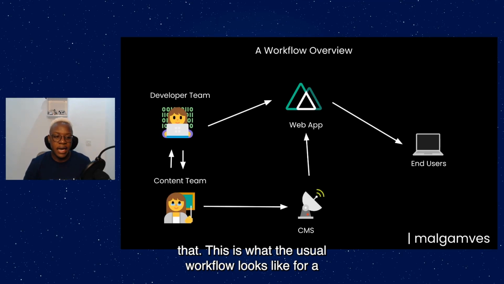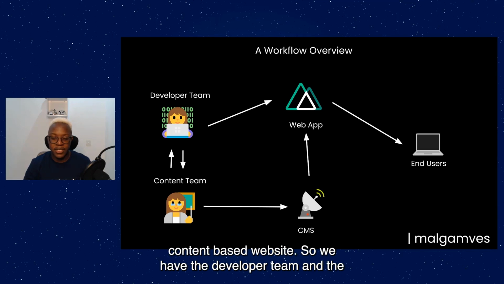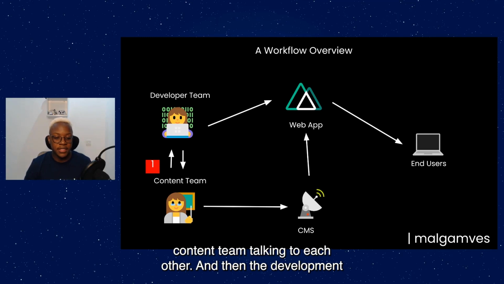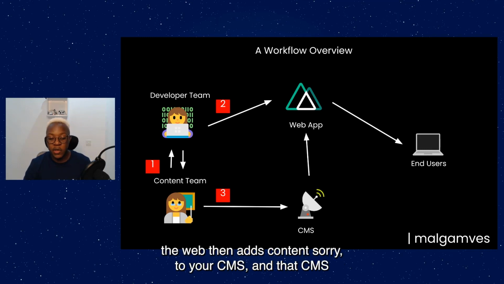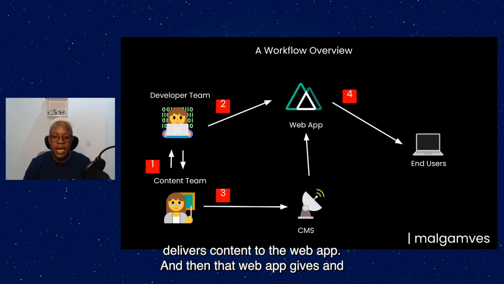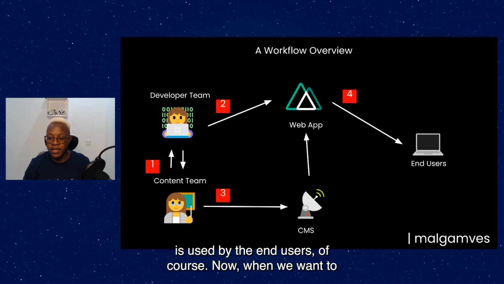This is what a usual workflow looks like for a content-based website. So we have the developer team and the content team talking to each other. And then the development team goes ahead and builds a web app. The content team then adds content to your CMS, and that CMS delivers content to the web app, and then that web app is used by the end users, of course.